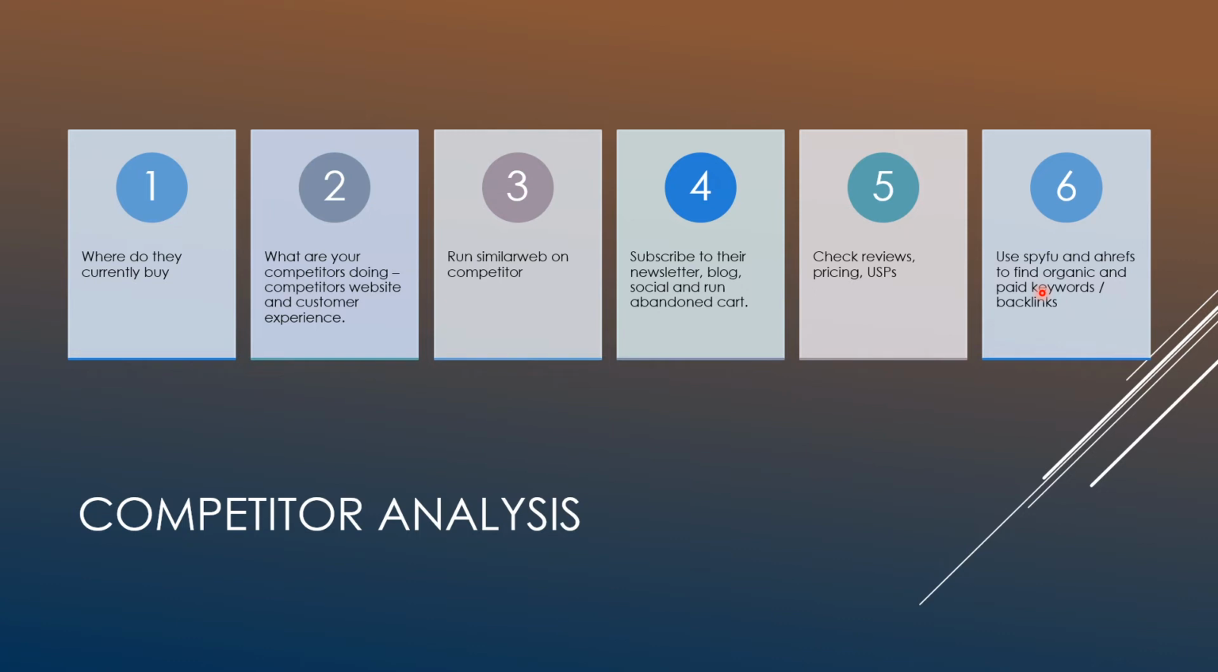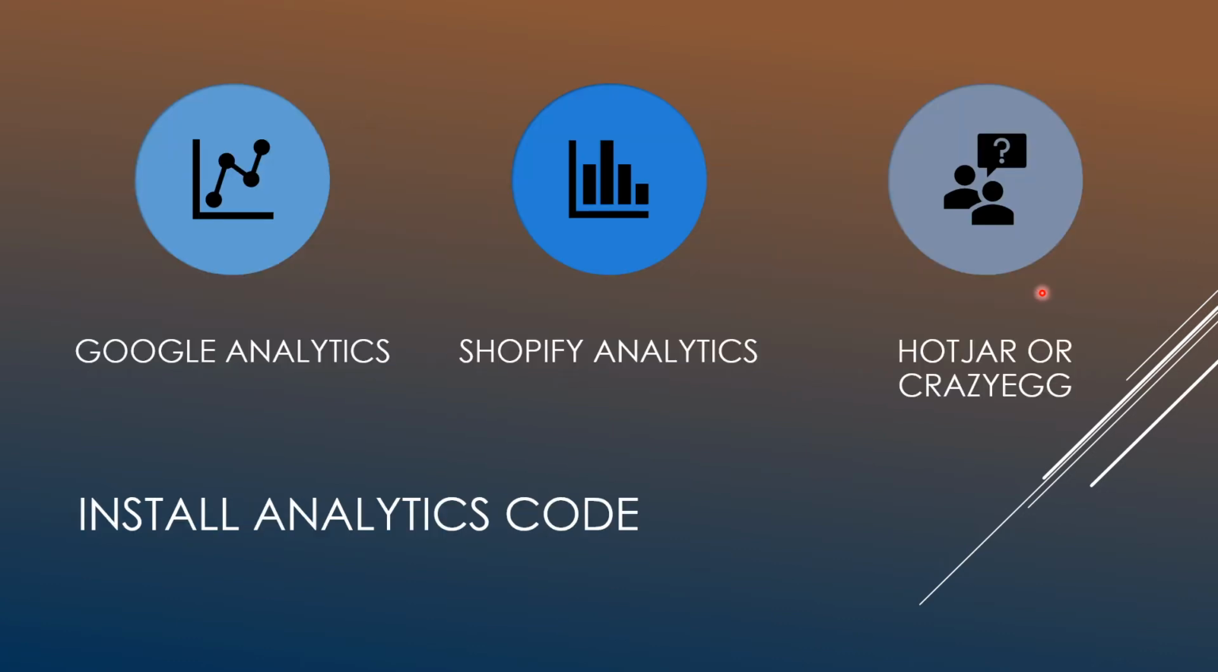Now the next step is installing analytics code. Now again, this is very important because without analytics you won't be able to measure anything and you won't be able to perform or optimize your e-commerce store performance. So 3 analytics tools that you should keep an eye on. The first one is Google Analytics. It's very basic, but it's powerful as well. For that, you need to install Google Analytics code.